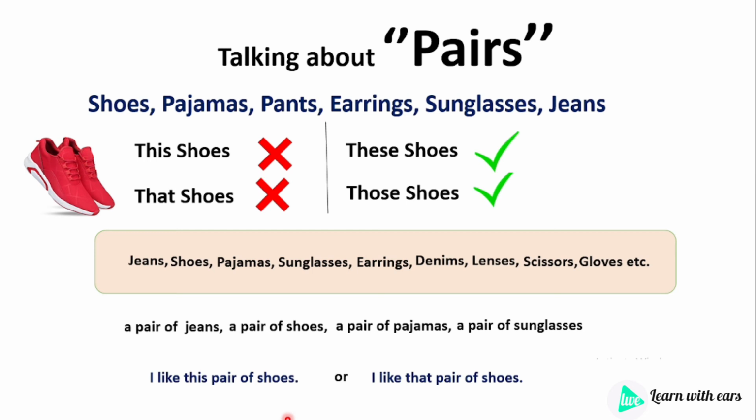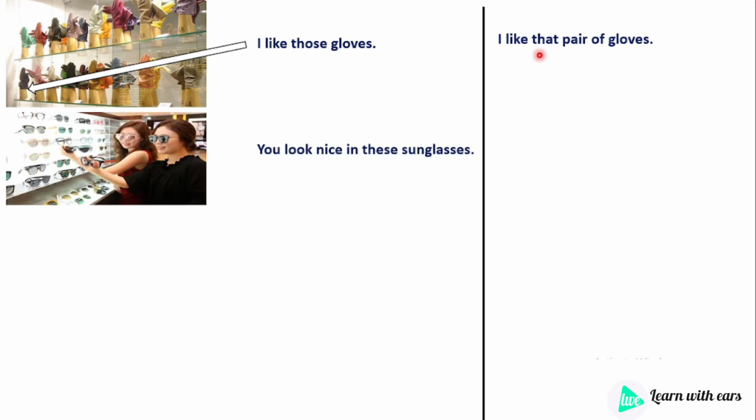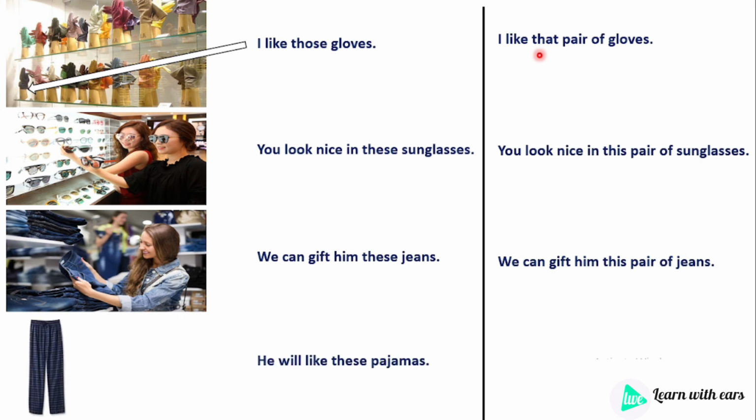Now let's see some more sentences. I like those gloves. Or we can say, I like that pair of gloves. You look nice in these sunglasses. Or we can say, you look nice in this pair of sunglasses. We can gift him these jeans. Or we can gift him this pair of jeans. He will like these pajamas. He will like this pair of pajamas.